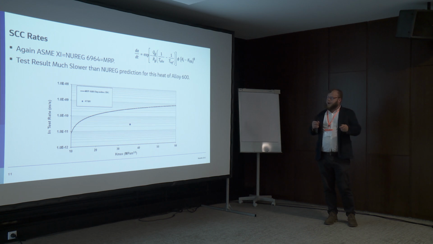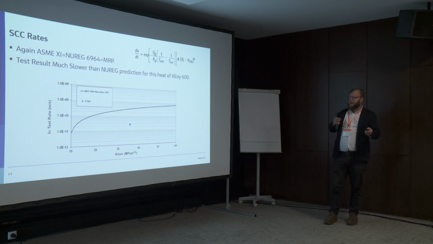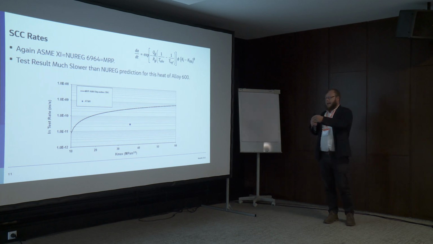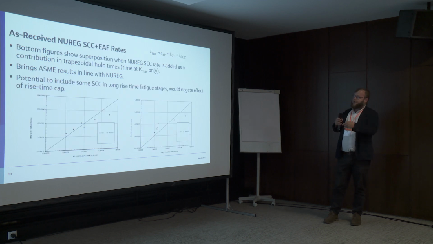So what we do is calculate the predicted SCC rate using the equation, which again was the same for both ASME and NUREG, but what we saw was that our test measured rate was actually much slower than the prediction. But taking the NUREG prediction, what we can then do is add that on to the SCC aspect of the trapezoidal loading stages. So when we've got a 1,000-second hold, we add on 1,000 seconds of SCC to our fatigue da/dN to give us a rate for that particular cycle.